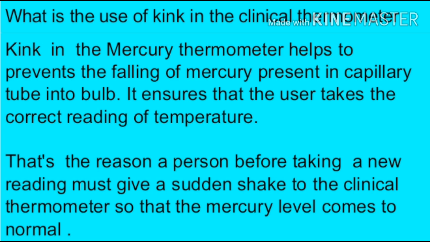A clinical thermometer has a special feature, a kink or a constriction in the glass tube just above the mercury bulb. This kink prevents immediate backflow of the mercury from the tube to the bulb, thus allowing us to read the temperature conveniently. This is the reason why we give a jerk to the thermometer before taking a new reading.